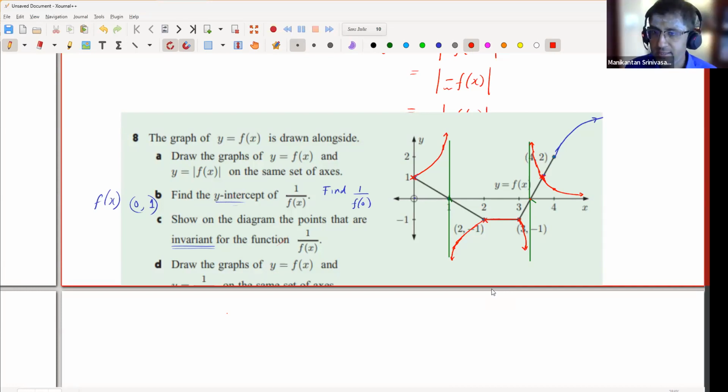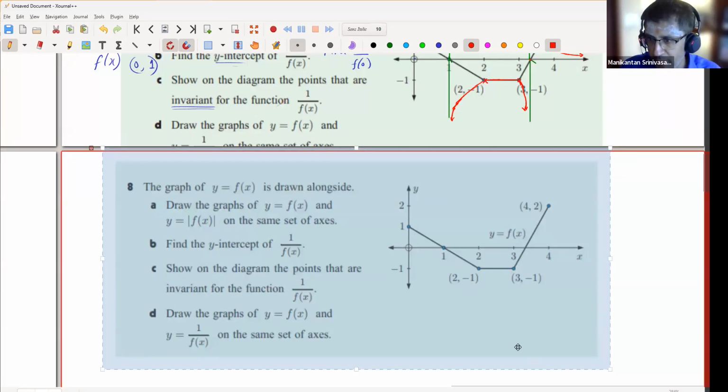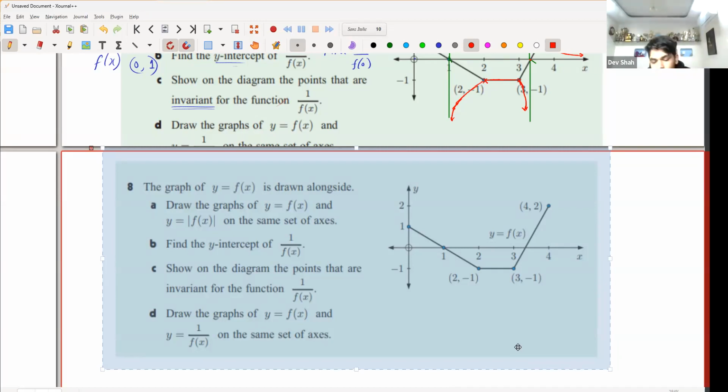Because f of x is 0 at 1. The black line that he has drawn, I'll just place the black line again. The black line is the f of x that he has drawn. So f of 1 is given to be 0. So if it's 1 over f of x, then that line will be an asymptote. 1 over f of 1 will not be defined. Similarly, 1 over f of 3.3 will not be defined, because f of 1 and f of 3.3 are all 0. Are you with me, Dev? Makes sense, right?